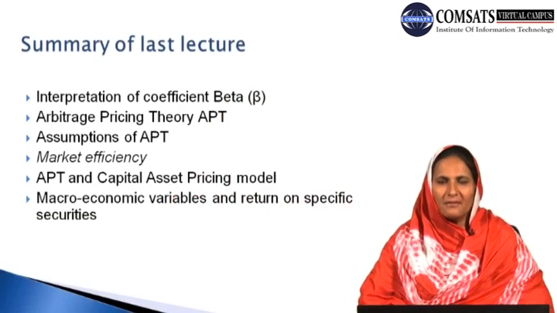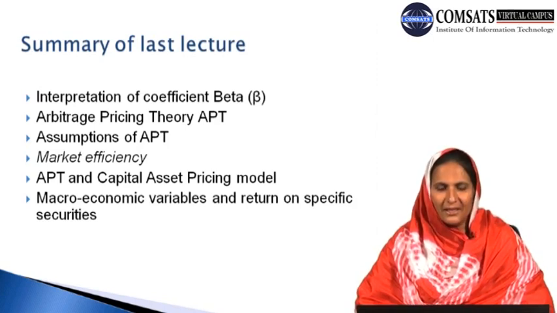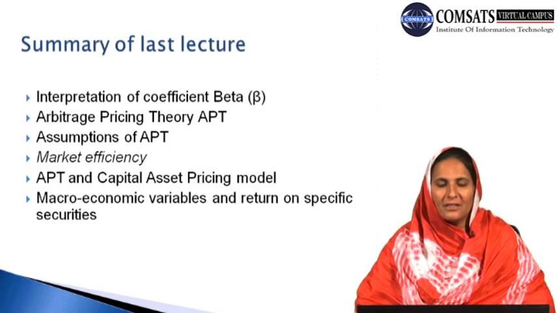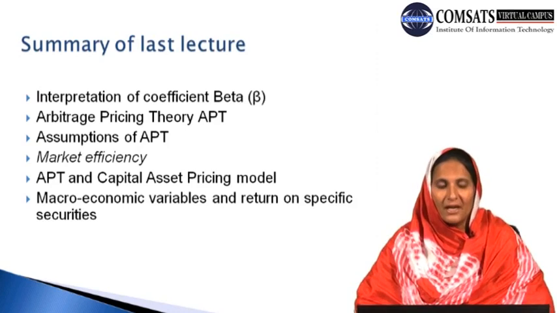First of all, we will discuss the summary points of the last lecture. In the last lecture, we discussed the interpretation of the coefficient beta. We also did the APT theory, that is the arbitrage pricing theory, and we discussed in detail the assumptions of the APT theory, and the positive points and features of these assumptions. We also did market efficiency. We did the opportunity set and the efficiency of the sets that we have as portfolio choices and portfolio investment. Then we also did the comparison between the APT theory and the capital asset pricing model, what the particulars of each are, and how we can compare these two models.